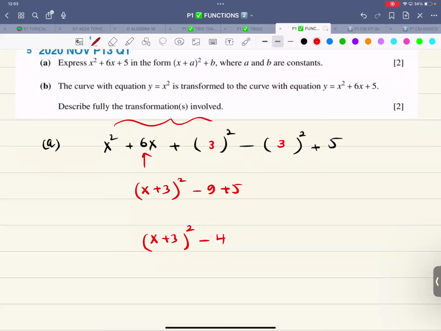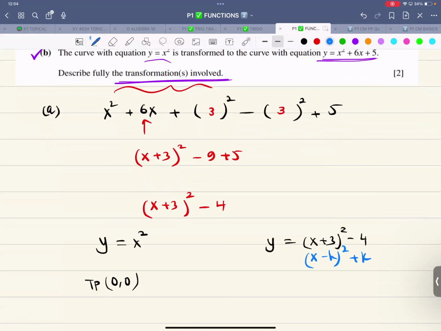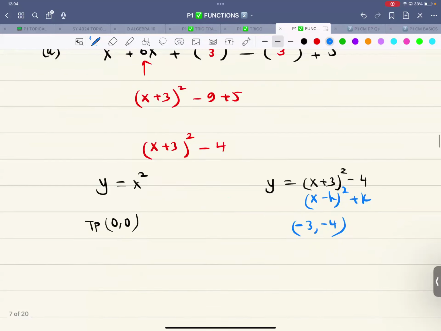Now, the second part, that is about transformation. The curve with equation y is equals to x square, the basic quadratic, is transformed to this equation. Describe fully the transformation involved. Now, the easiest way is that we have y is equals to x square. The coordinates of the turning point is 0, comma 0. We have y is equals to x plus 3 whole square minus 4. The coordinate of the turning point, from x minus h whole square plus k, therefore, this is negative 3, negative 4. That is what is happening.